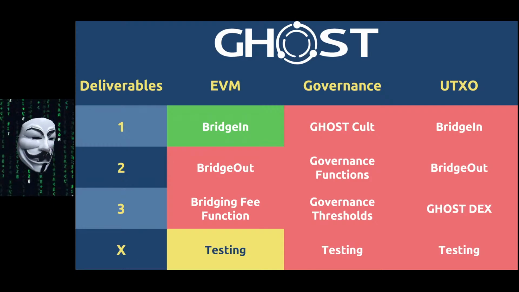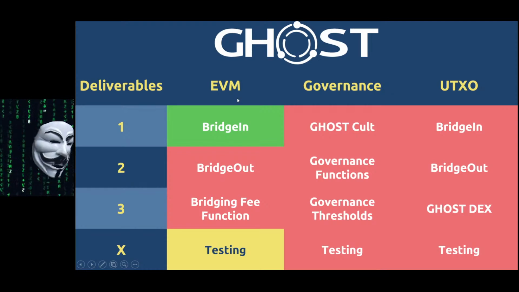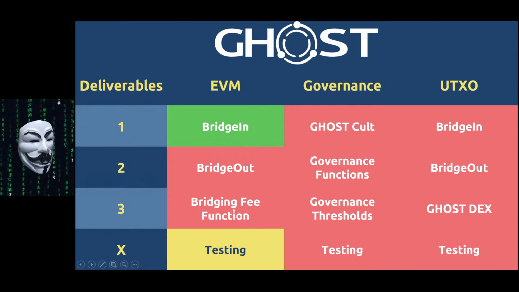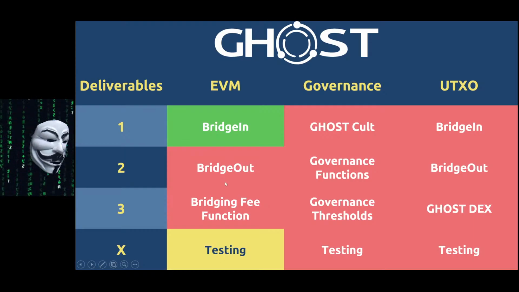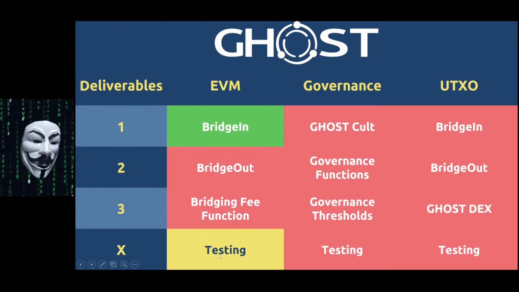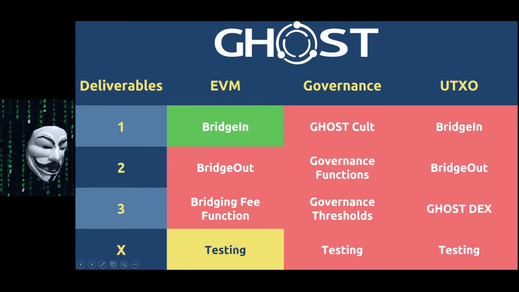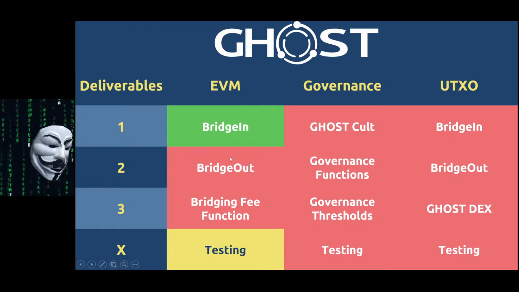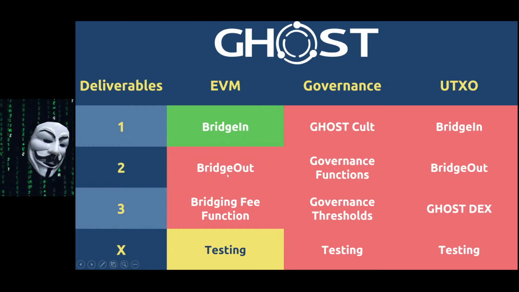Even on different EVMs, Tron, for example, is a subset of EVM. So EVM is here, but Tron will have its own things, right? This is a super high-level example right now. And of course, testing. Testing we started somewhat doing, so that's why it's in yellow. Bridge Out is also yellow because it's almost finished. It's not red, it's really yellow.